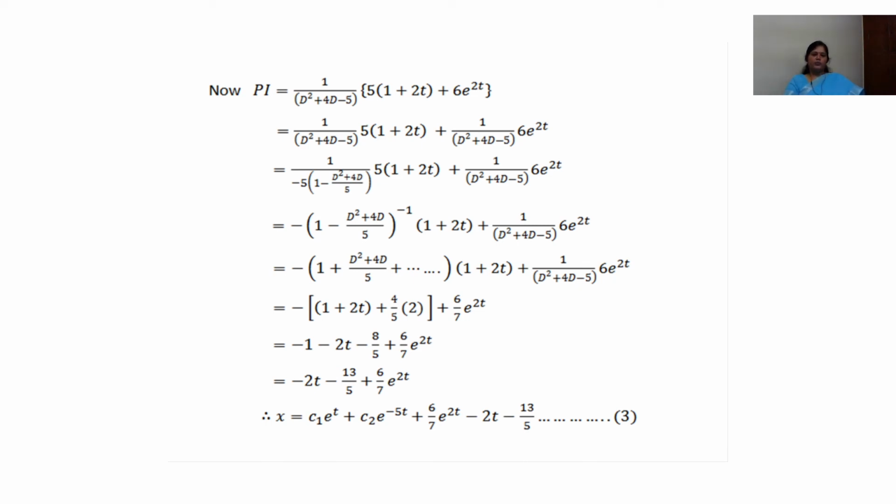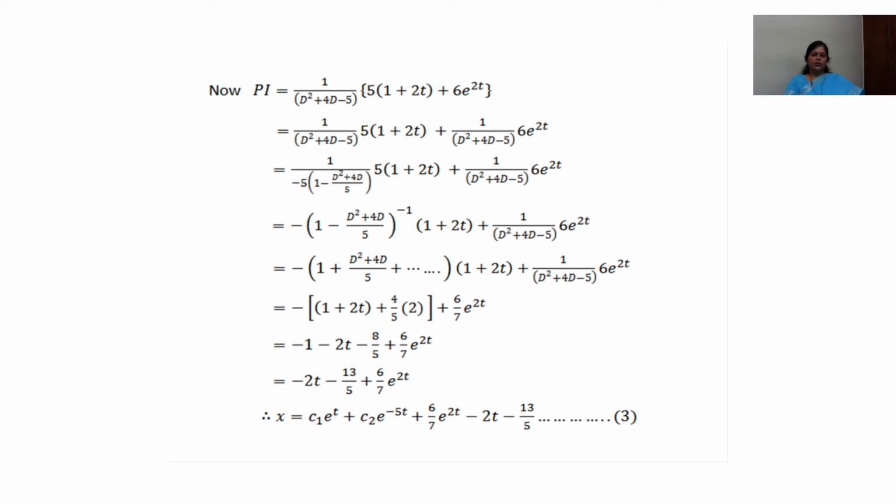Why we don't want them: our function is 1 + 2t. If you differentiate 1 + 2t, the maximum is 2 times; from the second differentiation onwards it becomes 0. That's why D² also we don't want. So we consider only the first term and second term here.